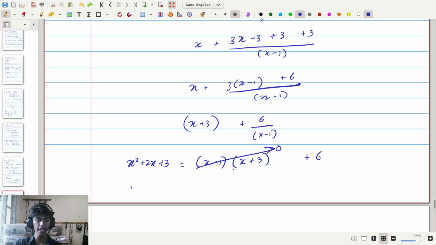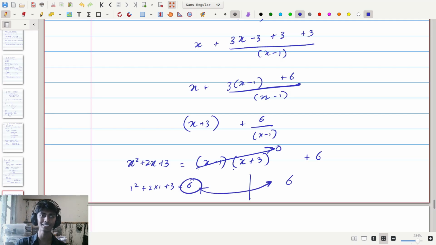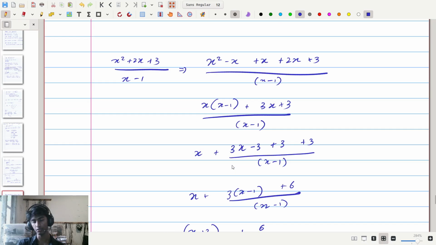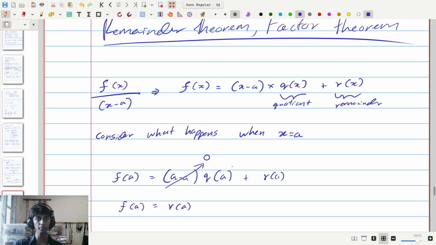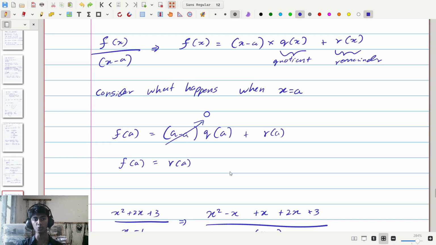On the left side, we have 1 squared plus 2 times 1 plus 3, which is equal to 6. And on the right side, we have 6. So, what do you know? The left side and the right side are equal, aren't they? Isn't that interesting? Well, this is to be expected, of course. We derived it. We literally wrote down what it means to divide a polynomial by another polynomial, and we showed that this is the case. So, this right here is true.